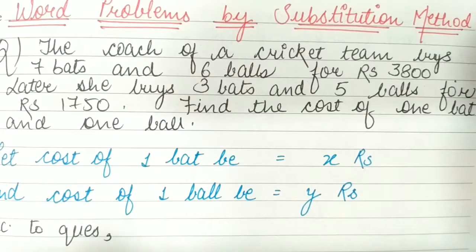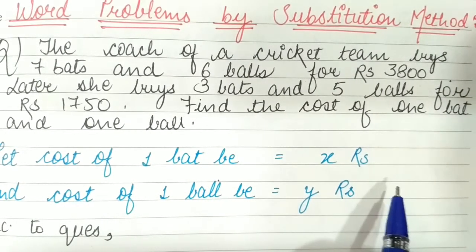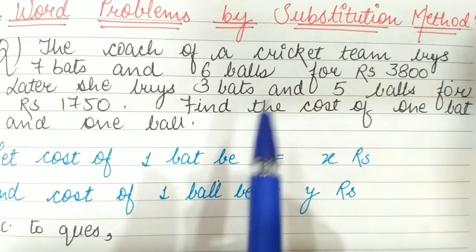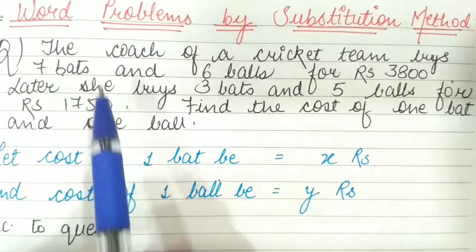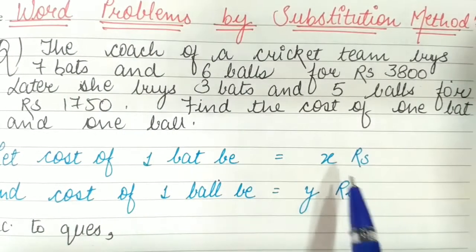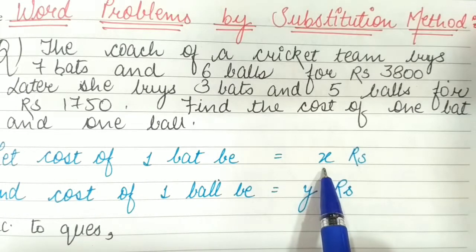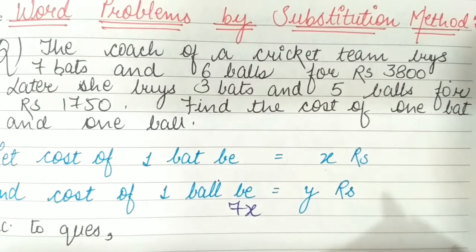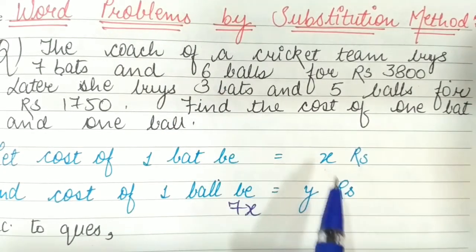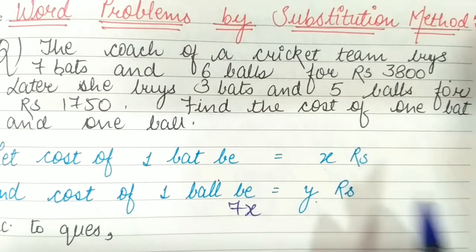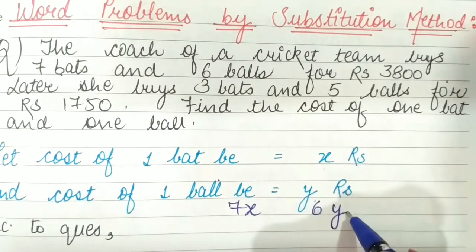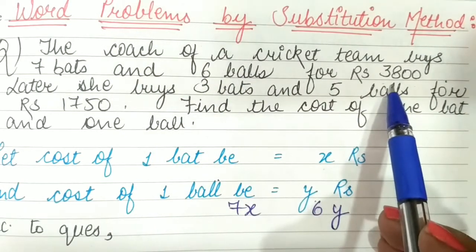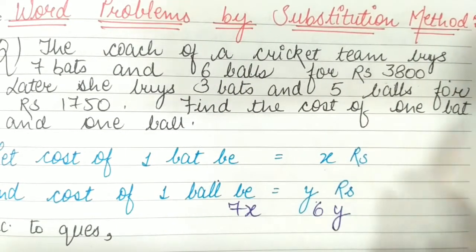We are going to assume, let the cost of 1 bat be x rupees and the cost of 1 ball be y rupees. In the question it is asked 7 bats. So what is going to be the price of 7 bats? When the price of 1 bat is x rupees, the price of 7 bats will be 7x. And 6 balls. When the price of 1 ball is y rupees, the price of 6 balls is going to be 6y. The total cost here is rupees 3800.